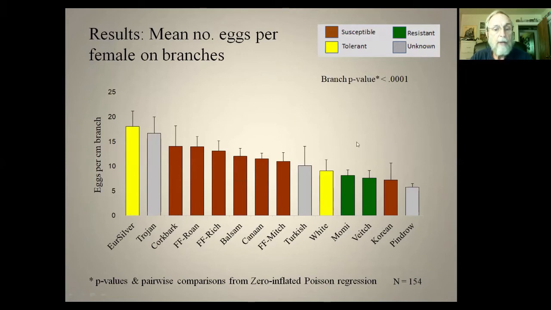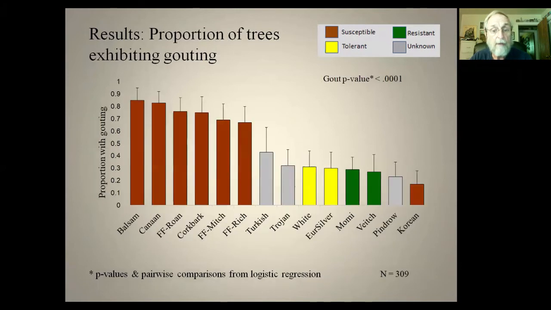And then we have the number of eggs per female, and Korean fir is still on the right-hand side, and this is a bit of a surprise. Turkish fir is in the middle of the pack, and then European silver fir is way over to the left. So that's a real surprise. We thought that European silver fir would look better than that.